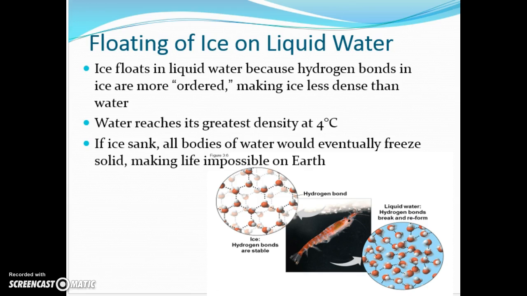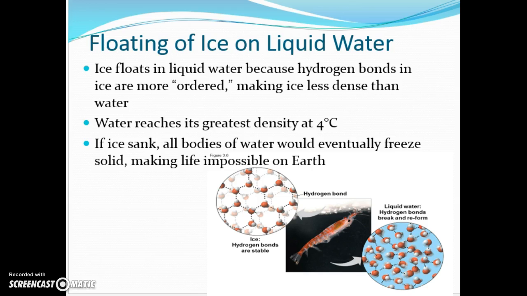So what that allows is that ice can float on liquid water because it's less dense, because those hydrogen bonds have become more ordered in the way that they have formed their lattice. They're not moving close to each other, then far, and then close, and then far. They're just at that far position. So water reaches its greatest density at 4 degrees Celsius.